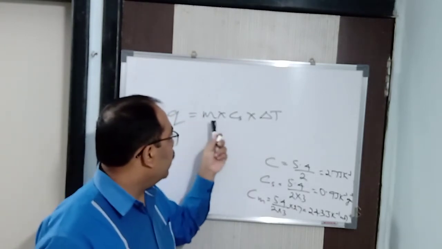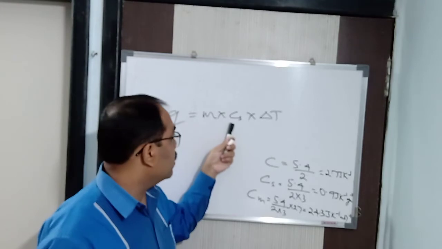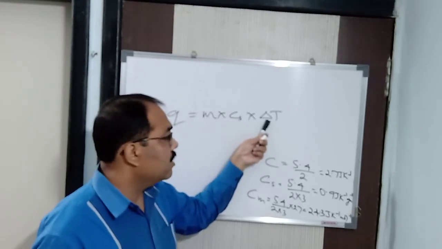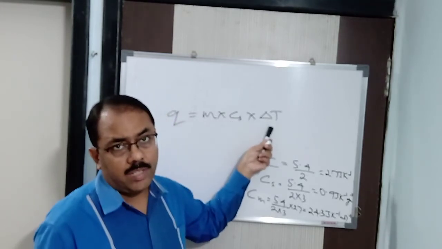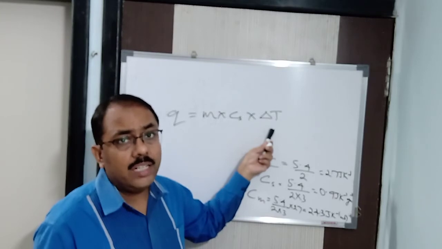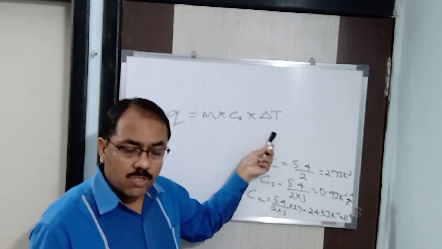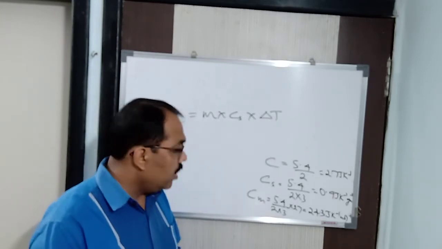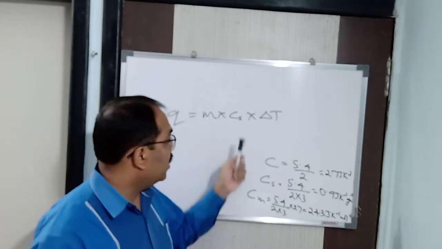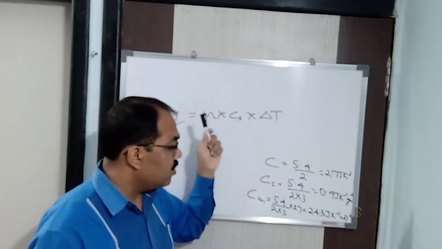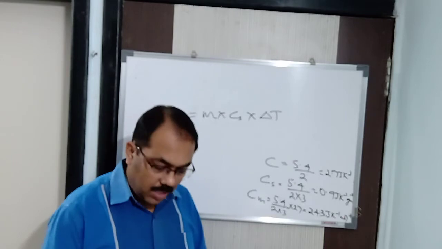Where m is the mass of the substance, Cs is the specific capacity of the substance, and delta T is the rise or fall in temperature, that is, the change in temperature. So in this way we use the principle of calorimetry, and there we use a specific heat capacity.